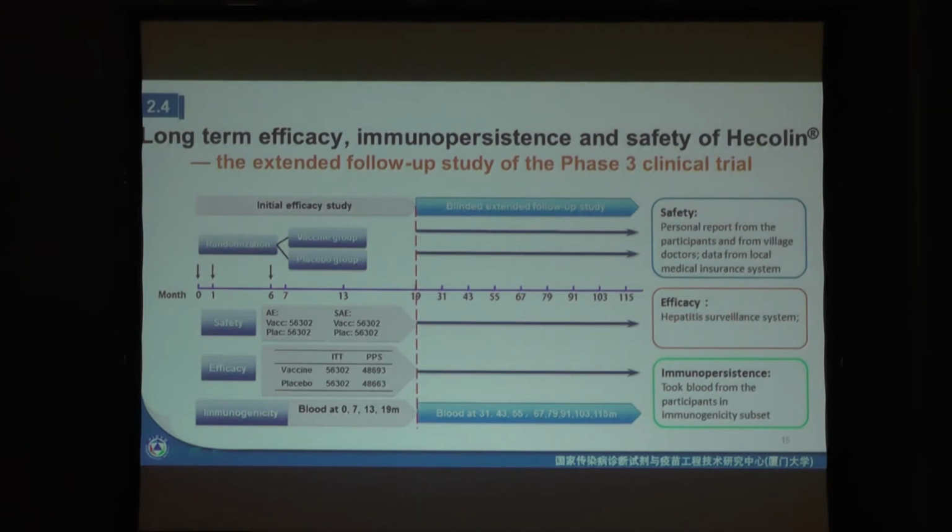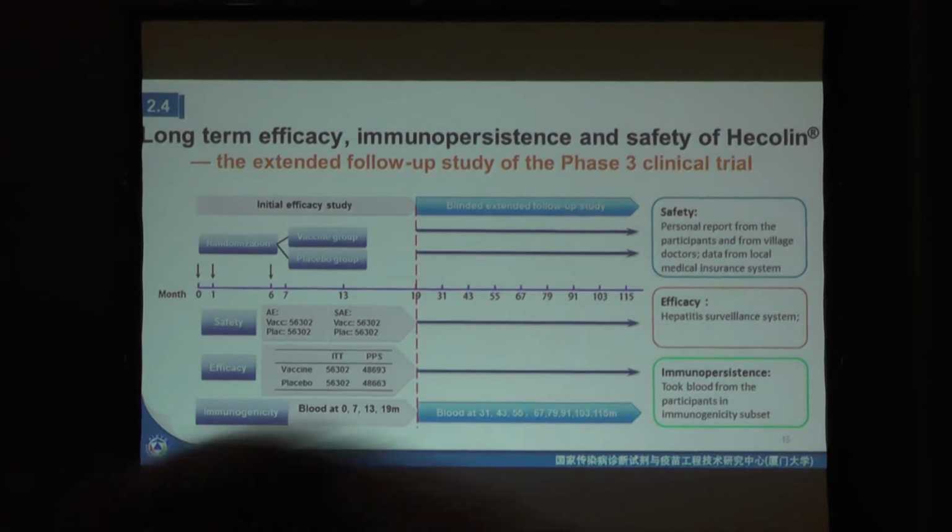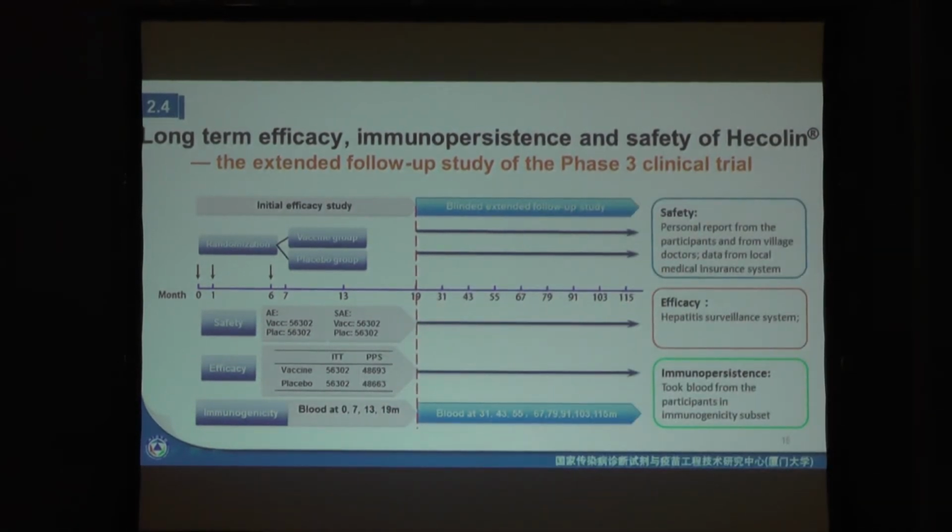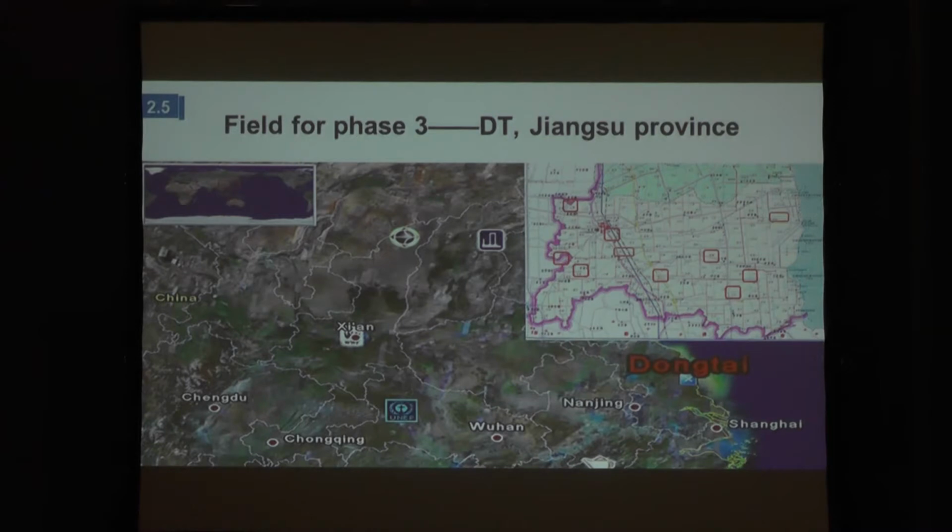And for the long-term efficacy data, we have set up a very sensitive hepatitis surveillance system locally. I will introduce it later. And for the immunopersistence data, we took blood from the participants in the immunogenicity subset every year, around 10,000 participants from two townships. In total we have 10 townships locally. The trial was conducted in Jiangsu province, in Dongtai city. We are here in Xi'an, and Dongtai is in Jiangsu, north of Shanghai. We enrolled participants from 10 townships in Dongtai.